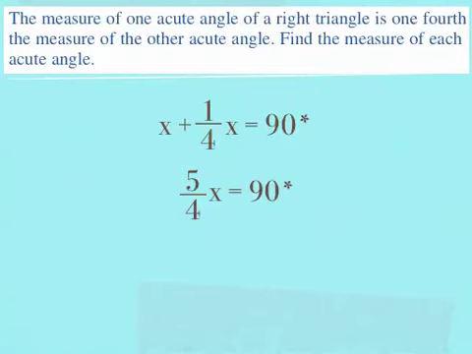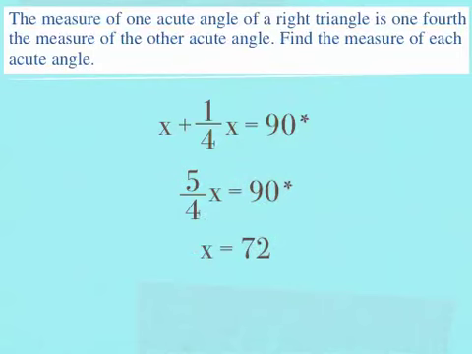You have two methods here. You could write 5x divided by 4, and then you could multiply it by 4 and then divide by 5. Or you could just divide by 5/4, which would be, remember, the same as multiplying by 4/5. When you solve for x using either of these methods, you get 72.